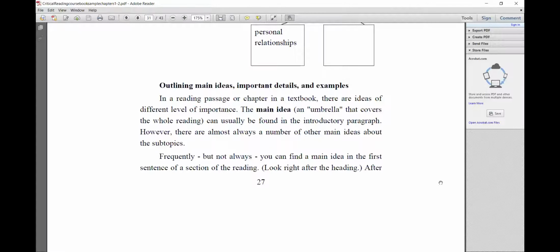Now the other thing from this topic: outlining main ideas, important details and examples. These are again important things while you are reading something. So it is very important to outline main ideas, to highlight important details and examples. So in a reading passage, I want someone of you to read this, right?